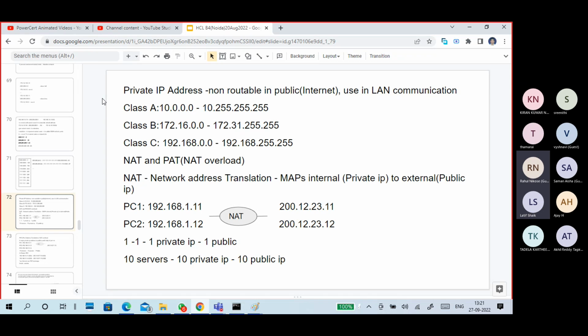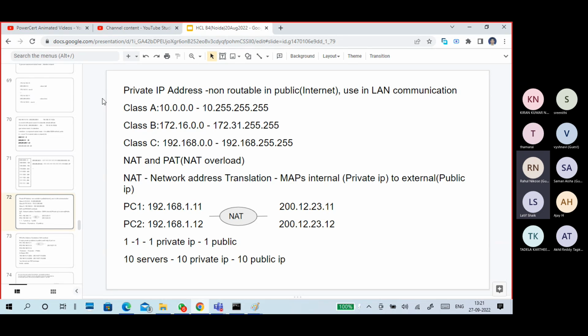Class A, Class B, Class C. Class A: 10.0.0.0 to 10.255.255.255. This range means the entire 10 series is private IP addresses. If you use the 11 series, 11 dot something dot something dot something, it is again public. So the 10 series is your private range.